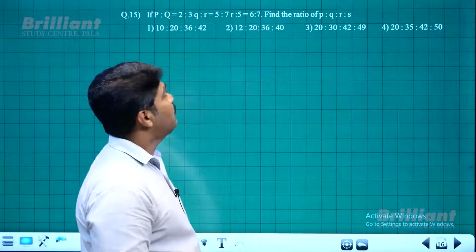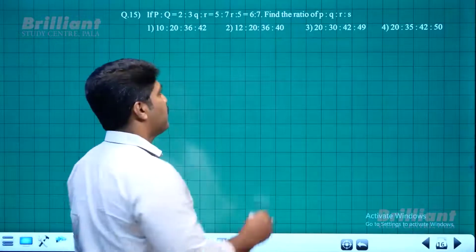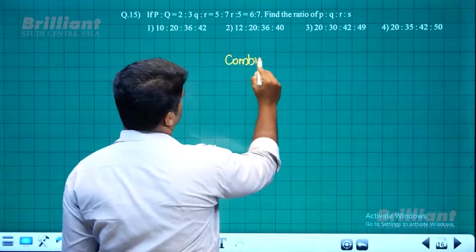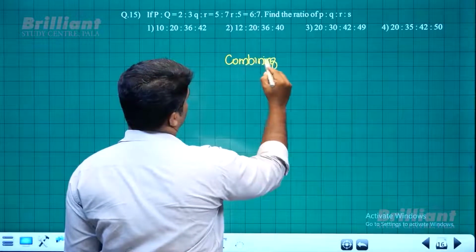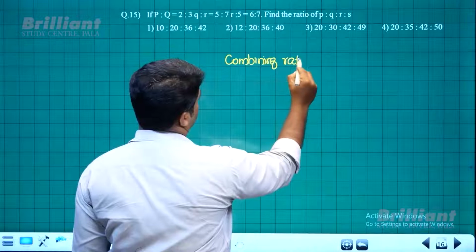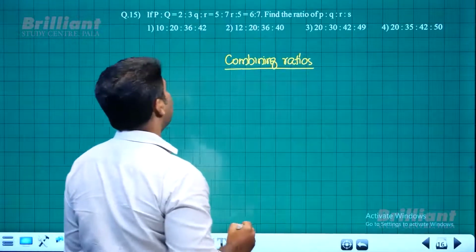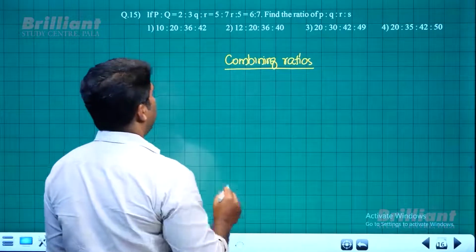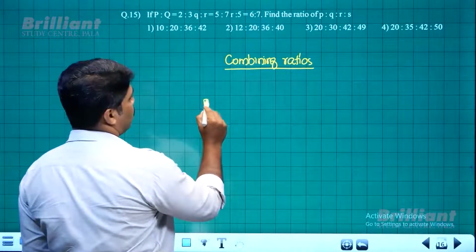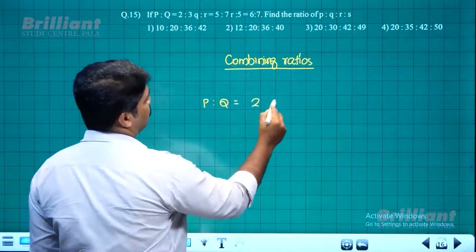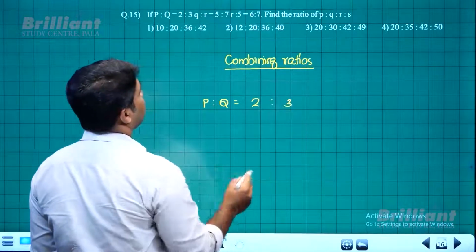This is the concept of combining ratios. So how to combine ratios, got it? So this is combining ratios. I just directly reached the conclusion of this question. Here, P is to Q. P is to Q, so that is 2 is to 3.